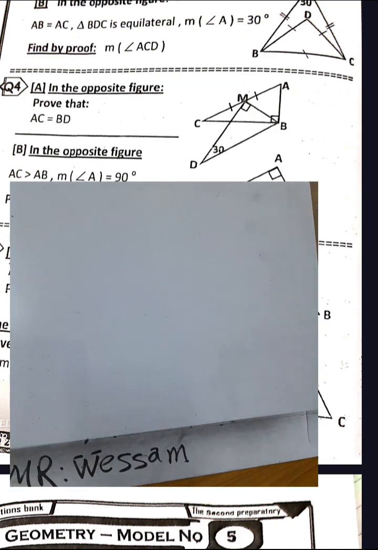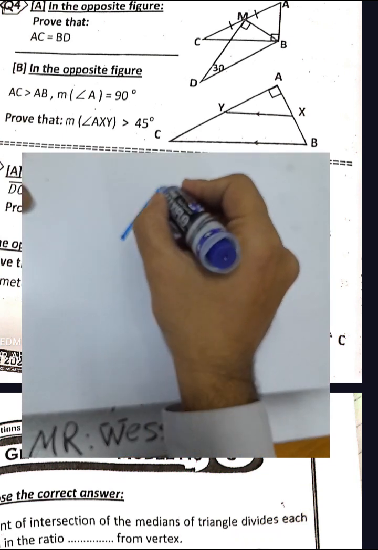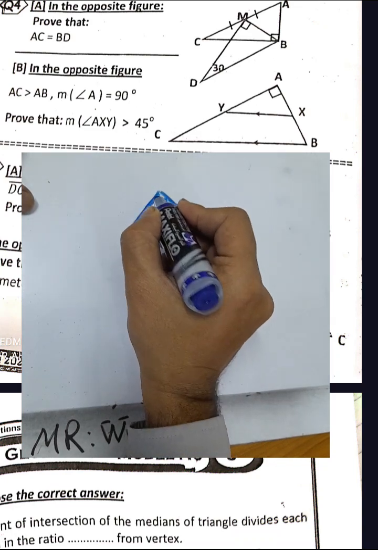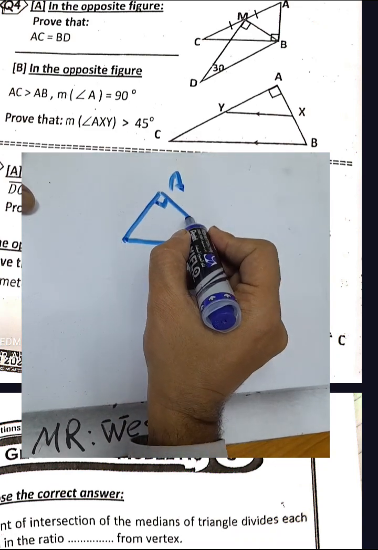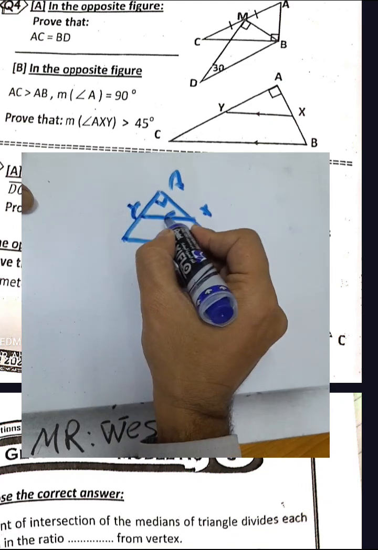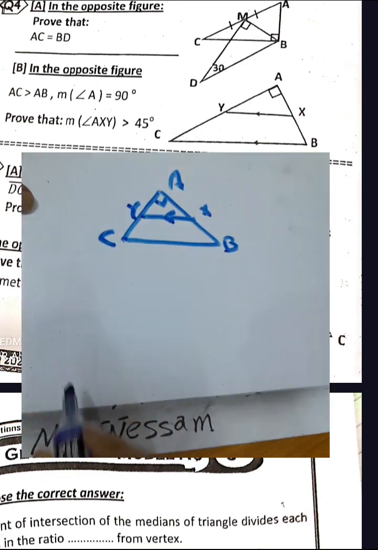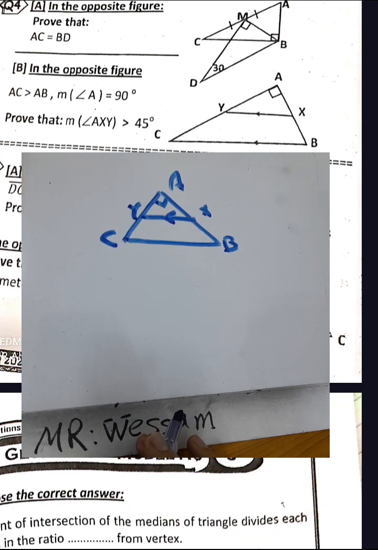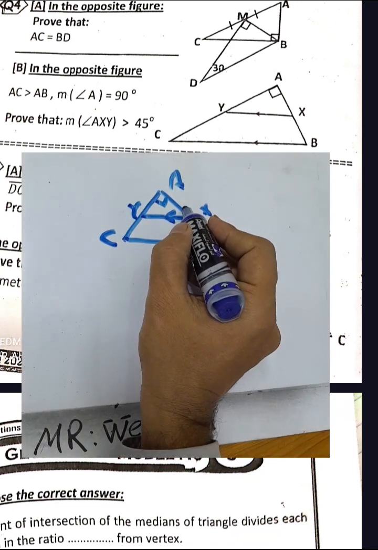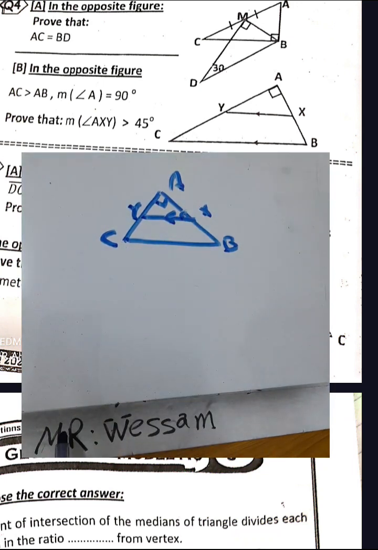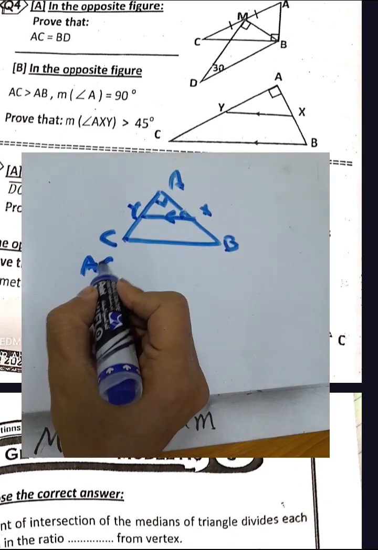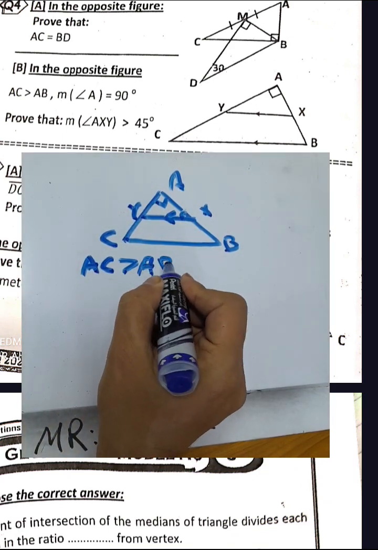Next question. We have a right angle triangle here, A, and XY was parallel to the base BC. Prove that the measure of angle AXY is greater than 45. Okay, he gives us in this example AC was greater than AB.